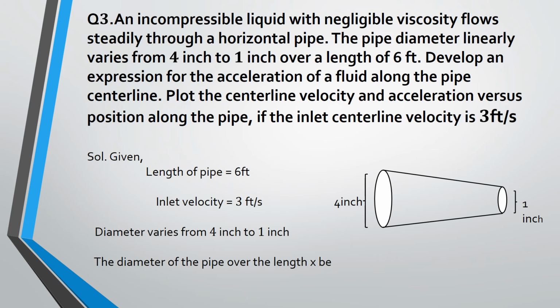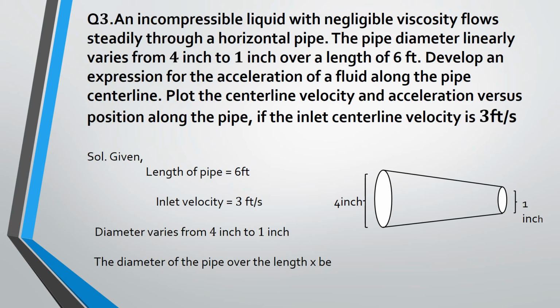Moving to the third question, it is mentioned that an incompressible liquid with negligible viscosity flows steadily through a horizontal pipe, the pipe diameter linearly varies from 4 inch to 1 inch over a length of 6 feet. Develop an expression for the acceleration of a fluid along the pipe center line. Plot the centerline velocity and acceleration versus position along the pipe if the inlet centerline velocity is 3 feet per second.